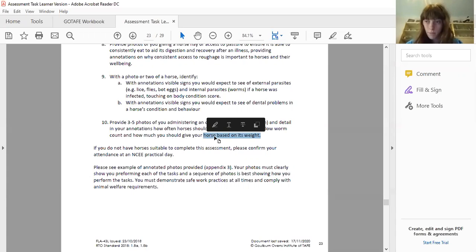So whether you want to use George from assessment number 2 as your example, because you've already worked that out in one of the other questions, that's fine. Or if you want to make it a bit easier mathematically and say, I've got a 300 kilogram pony or a 600 kilogram horse, that's fine too.